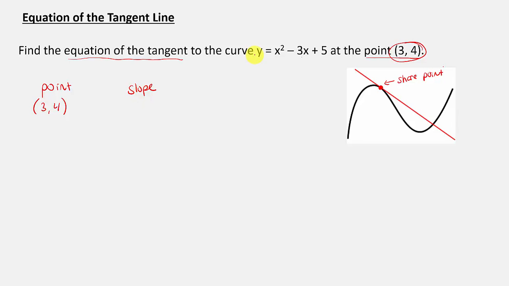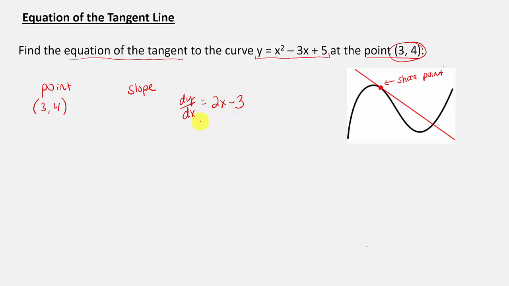which remember is the slope of the curve. And so we can take this equation, this curve, and we can use the derivative to find slope. So if I take the derivative of that, the derivative of x squared is 2x, and the derivative of negative 3x is negative 3, and the derivative of 5 is just 0, so we don't have to write that. So this is our derivative, and that was in a previous video, so if you need to go back and review that, do that.